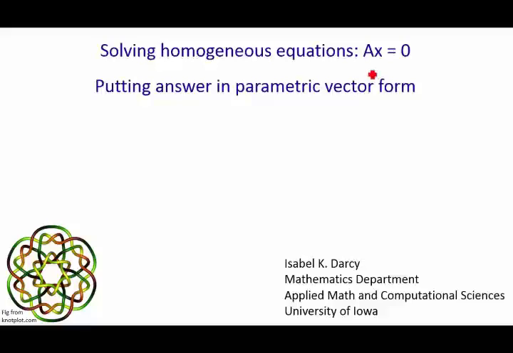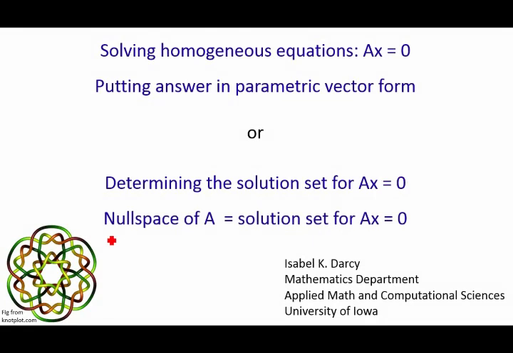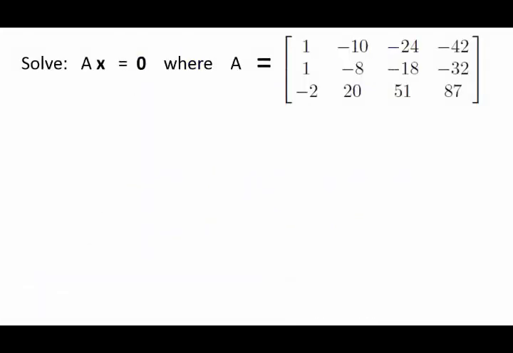Solving homogeneous equations Ax equals 0 and putting the answer in parametric vector form. In other words, we're determining the solution set for Ax equals 0. And since it's specifically equal to 0, that is also called the null space of A. The null space of A is defined to be the solution set for Ax equals 0. For our first example, we'll solve Ax equals 0, where A is this matrix right here.